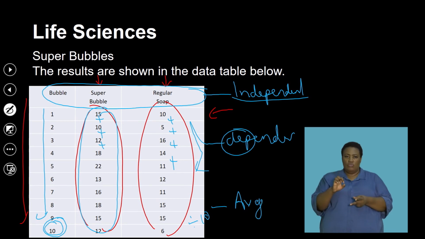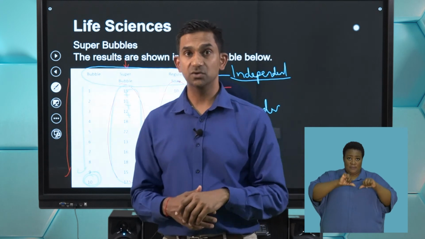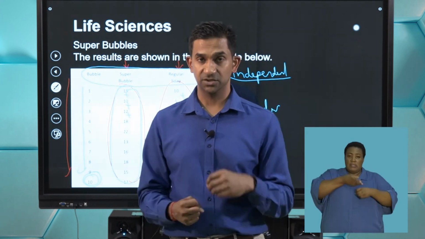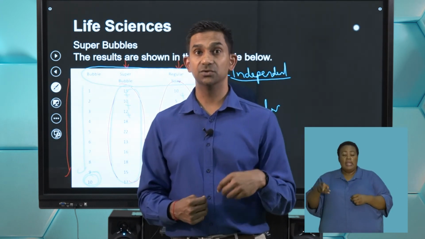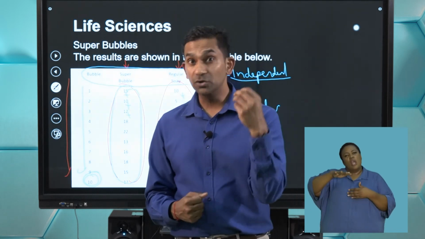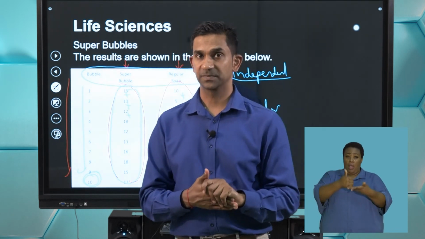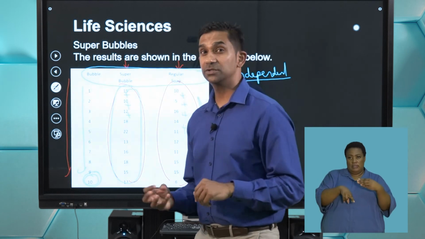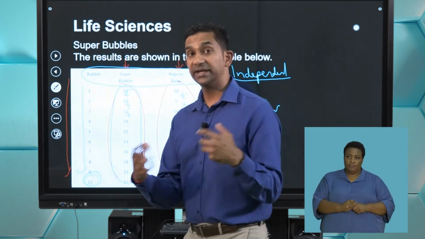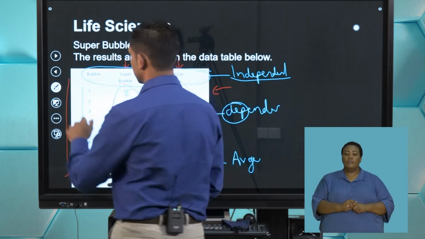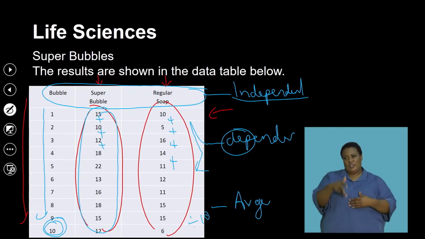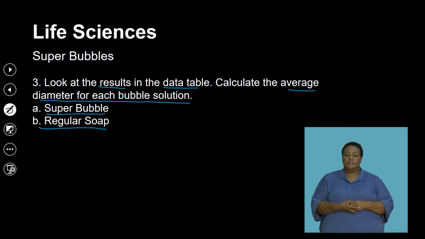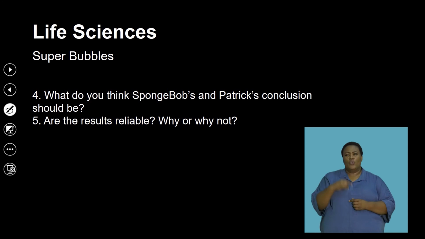And why is the average done? Remember that in science, we repeat experiments or we calculate the averages. And those averages often refer to reliability or consistency of your results. So it's important for us to be able to calculate averages when carrying out a scientific investigation. So I'm going to leave that to you guys to calculate. We're going to move on swiftly to the next question.